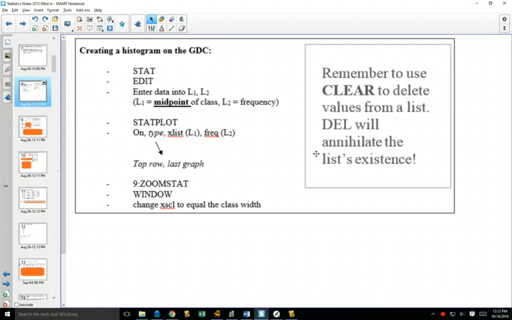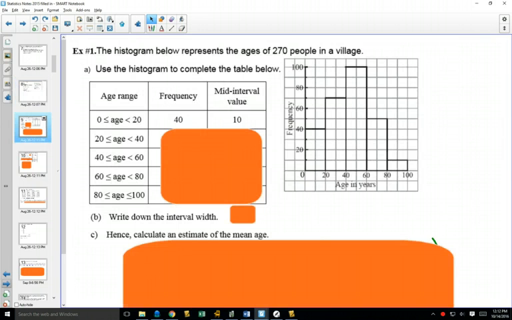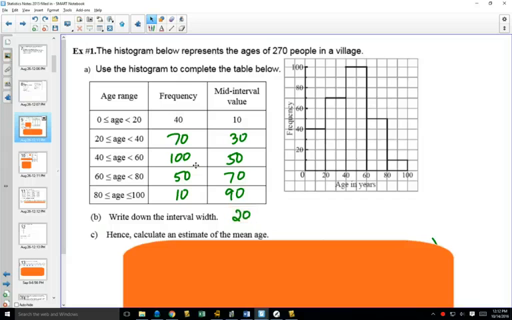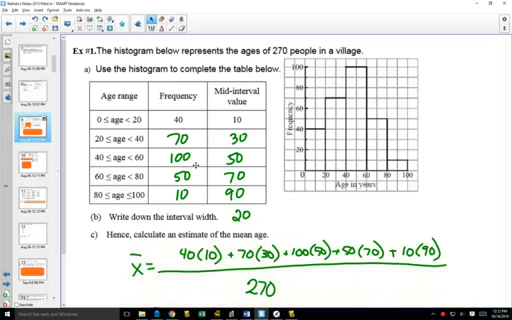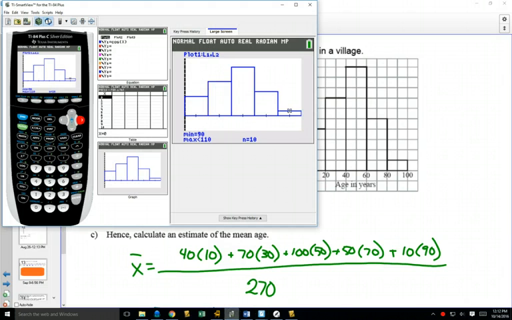So here were the instructions that we had, and last class we graphed and put this information in, and this is where we had ended up. Now if you still have that information in your calculator, see if you can get your histogram to come up again.